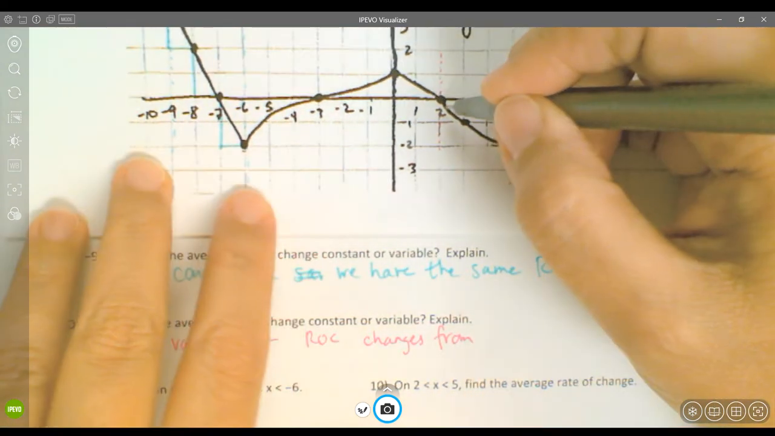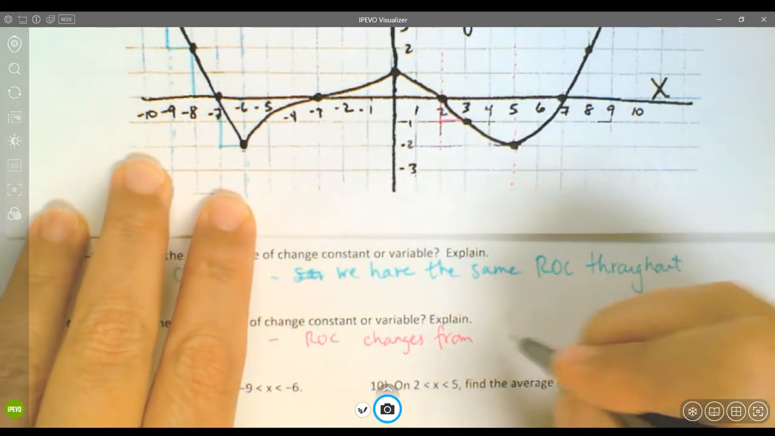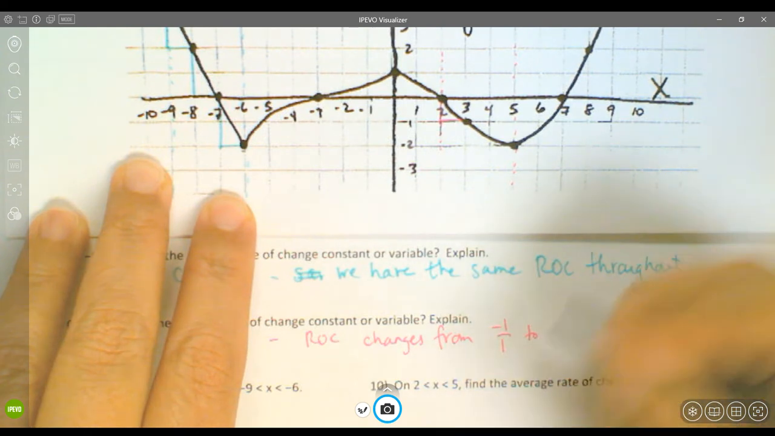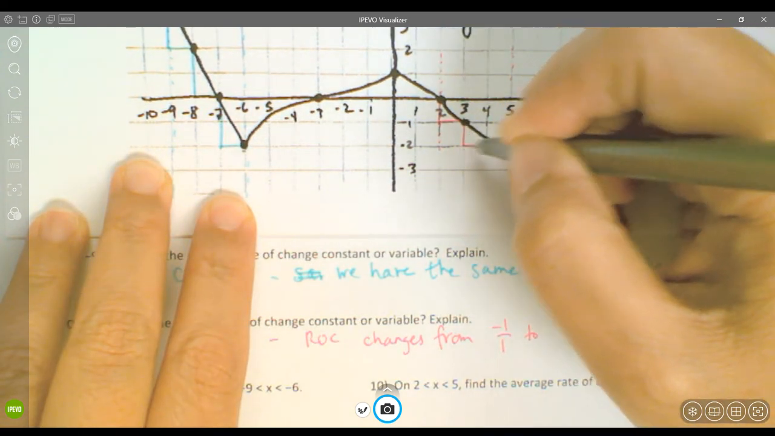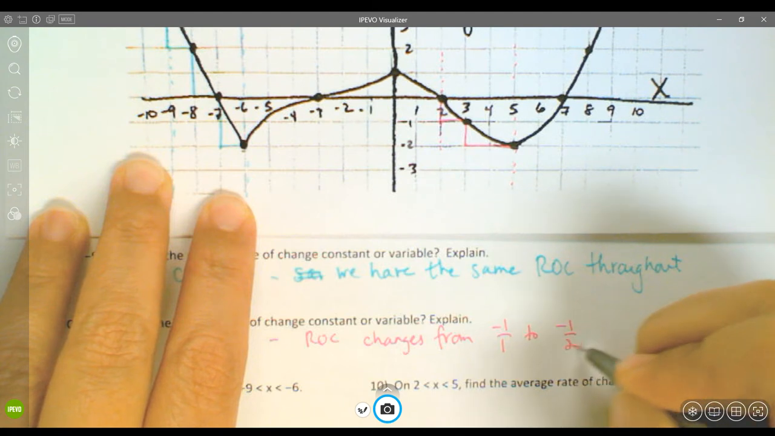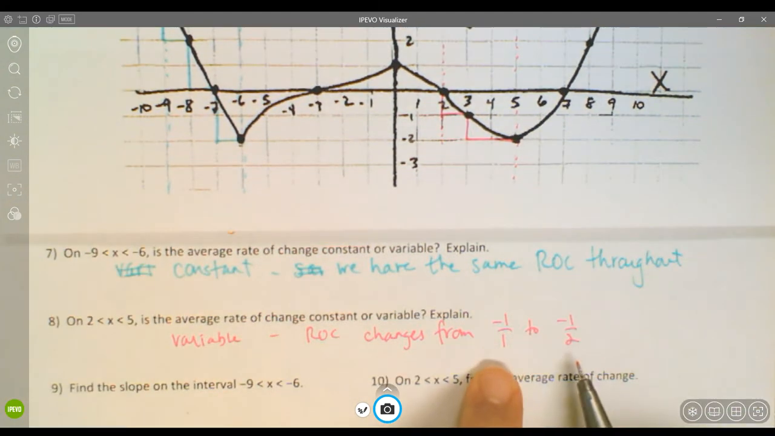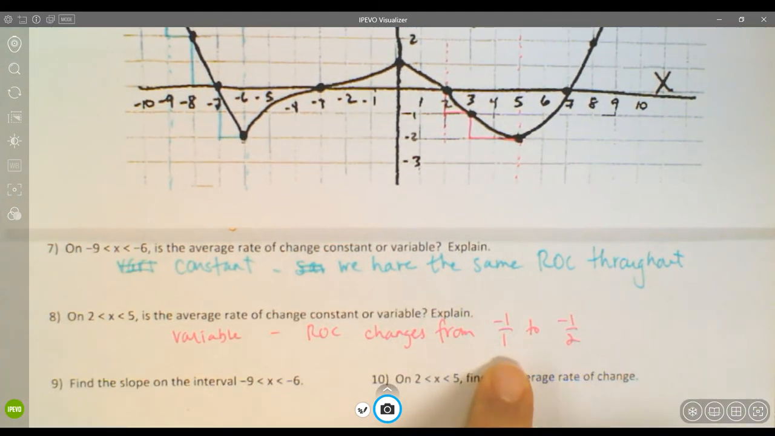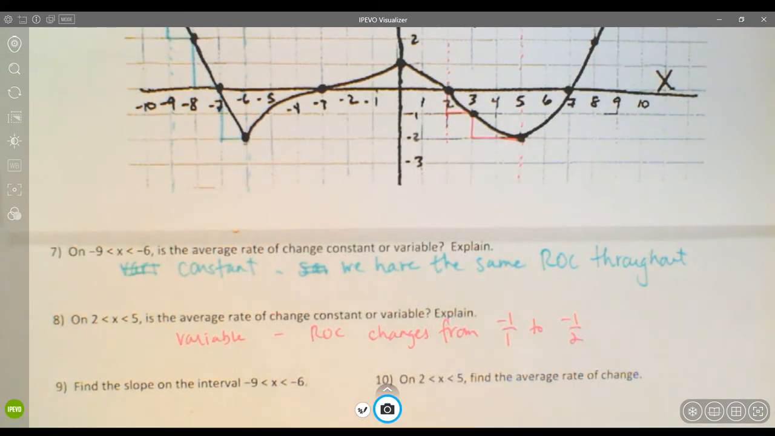Well, let's see what it changes from. It changes from -1 divided by 1 to -1 divided by 2. And I could be picky here and say, make that a whole number, but all I'm looking for is something different. And I see the something different in the denominator. So immediately I know it's a different rate of change.